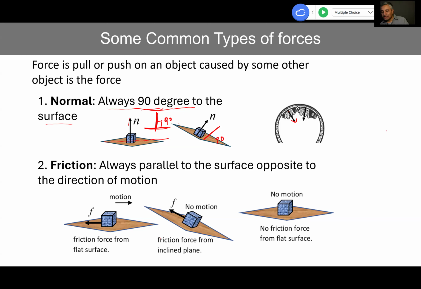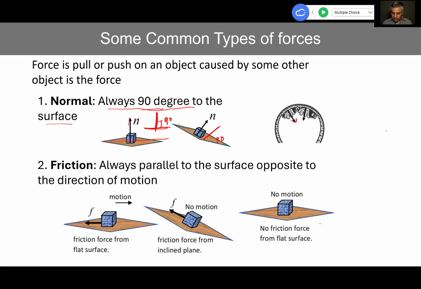So on the inclined surface, objects are trying to move downhill, but if you see, they are not moving. Why are they not moving? It's because of the friction force. And what direction does friction force act? Opposite to the direction the object is trying to move. So if it's already moving, opposite direction to the motion. If it is just trying to move, again, opposite to the direction it is trying to move.